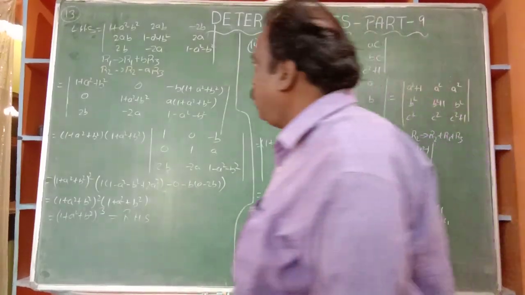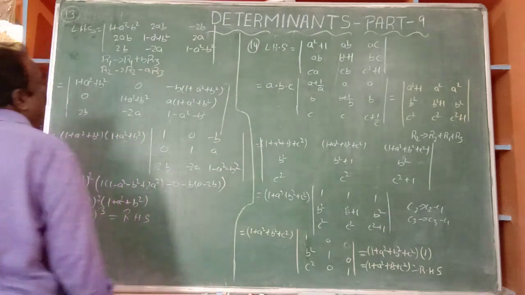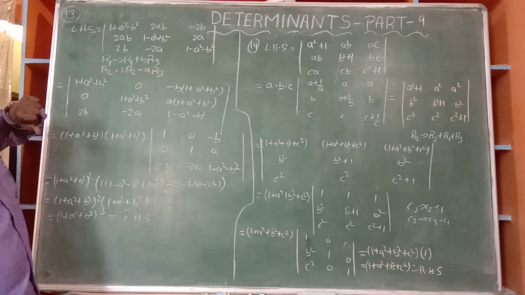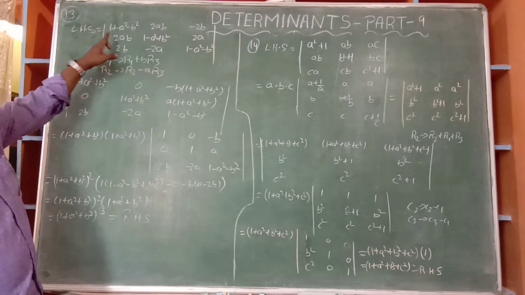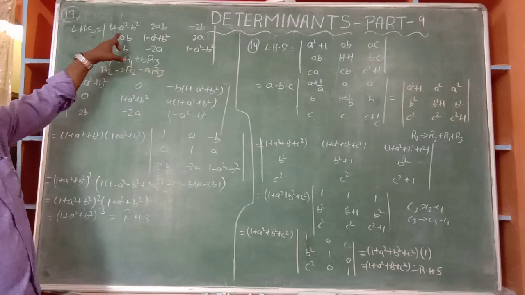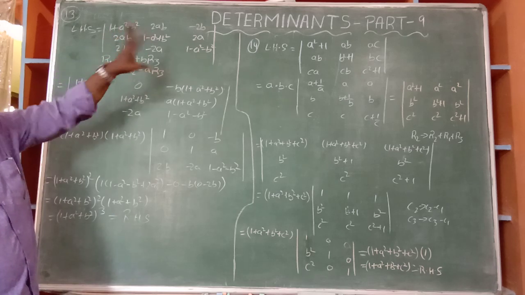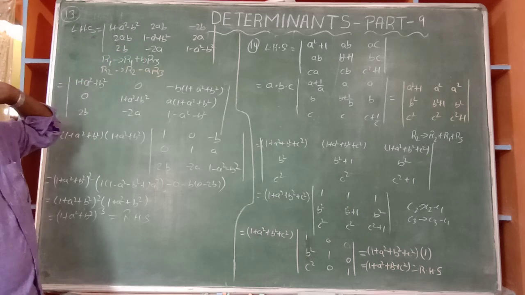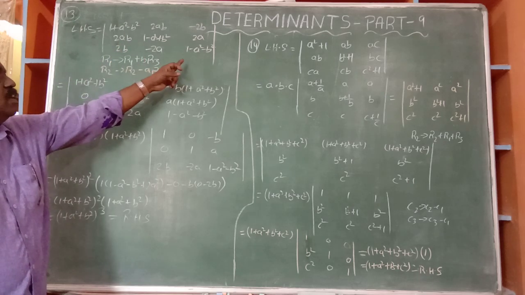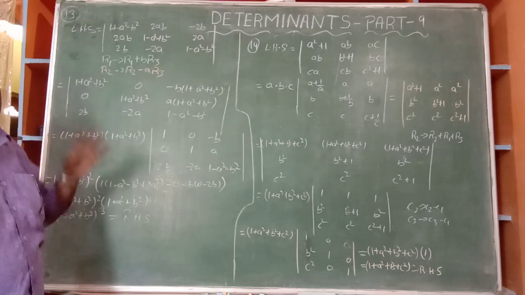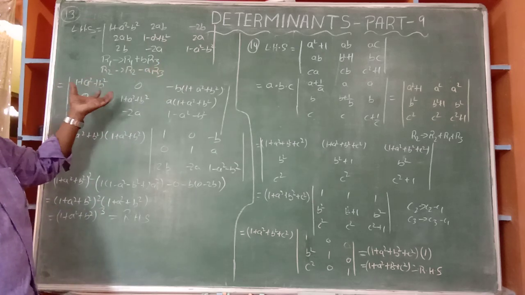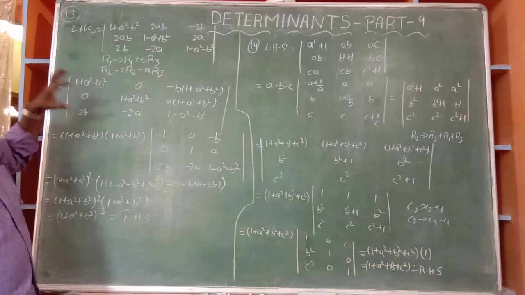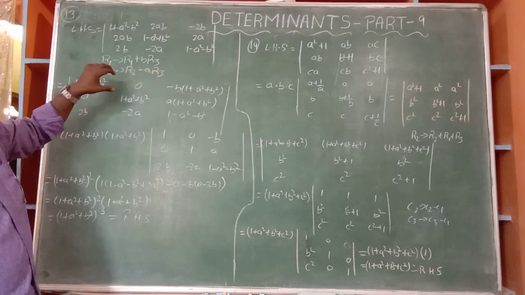Okay, 13th problem. You see, the 13th is somewhat a different type. Observe it. LHS: 1 plus a square minus b square, 2ab, minus 2b; 2ab, 1 minus a square plus b square. Here you see in the third row 1 minus a square minus b square. When we feel that it is somewhat wrong, it is actually a correct one. Observe me. Here is the standard step we have to take like this.